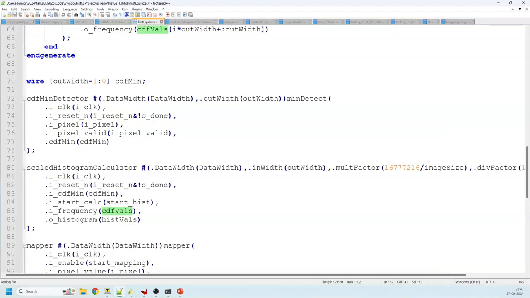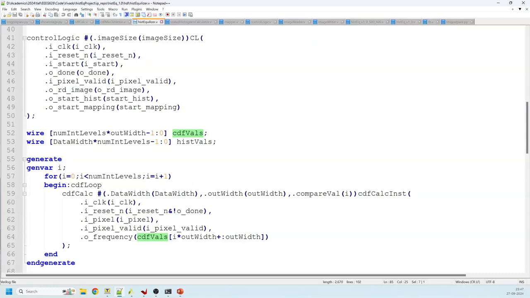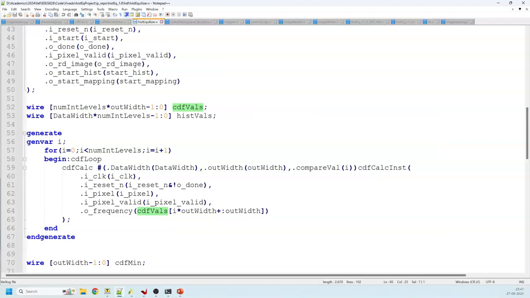Maybe in SystemVerilog we might be able to do it. So the input to this particular module cannot be two-dimensional. That's why this is mapped to one-dimensional. Otherwise, we would have done int levels minus 1 colon 0 as one dimensional and output minus 1 colon 0 as the second dimension. Because of this restriction, this is mapped like that.